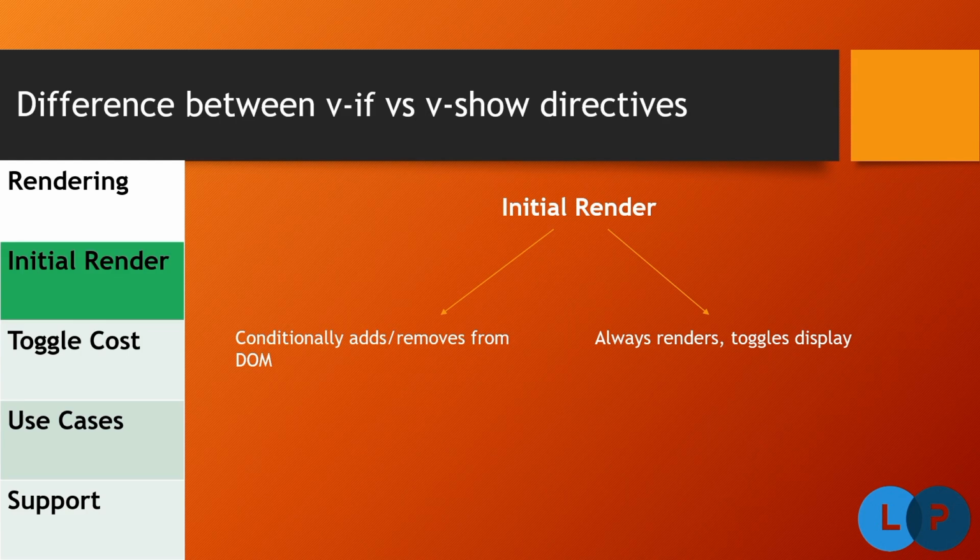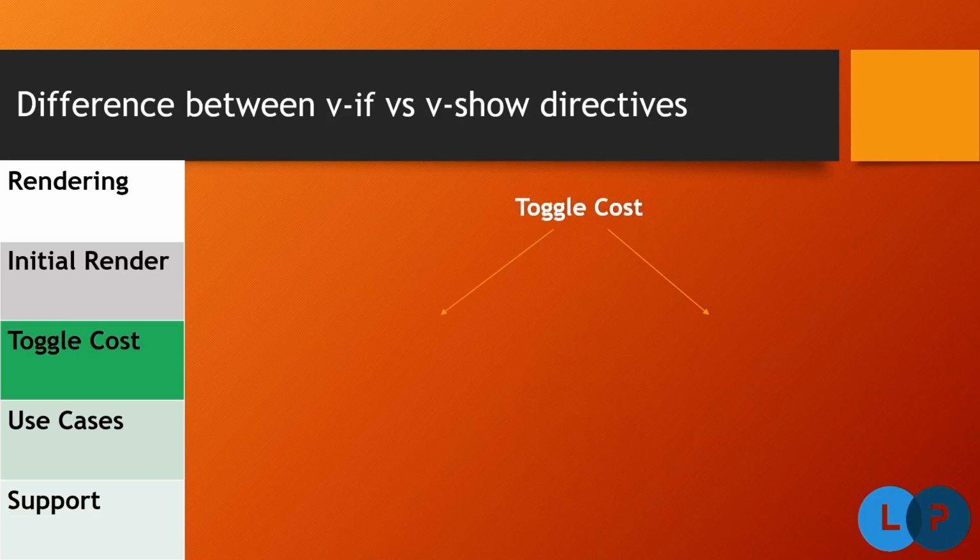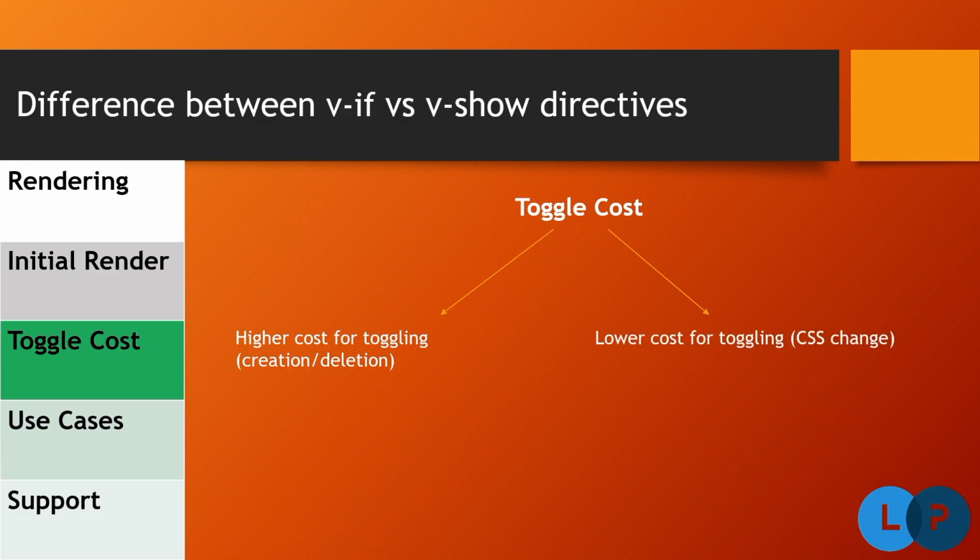For specific reasons, if you try to insert or remove any tags or any part of your section frequently, then always use v-show, as it will take less time. But v-if actually creates the DOM elements and inserts them, and it removes them permanently from the DOM if the condition is false. So the toggle cost changes: for v-if it's a higher cost of toggling, meaning it needs to create or delete the elements, and obviously a lower cost for toggling in v-show.